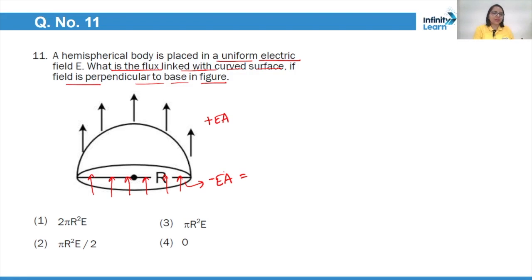Can we calculate incoming flux? Yes. So E is given as E and area is pi r square. So outgoing flux will be just positive of this value, that is equal to E into pi r square. So the correct answer is option 3.